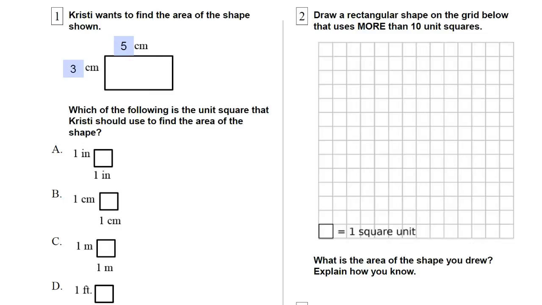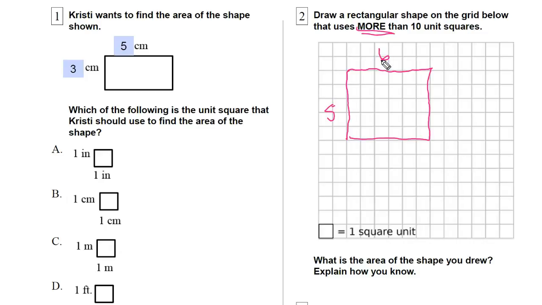Okay. Look at number 2. It says draw a rectangle on the grid below that uses more than 10 unit squares. Well, let's draw it then. If I do five across and then 2 down, that's just 10, right? So it says that I need more than 10. So let's say I did 1, 2, 3, 4, 5, 5 across, 3, 4, 5, 6, 6 across. So I have the width is 5, the length is 6.